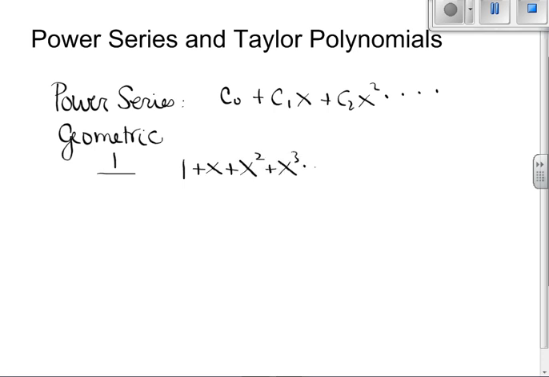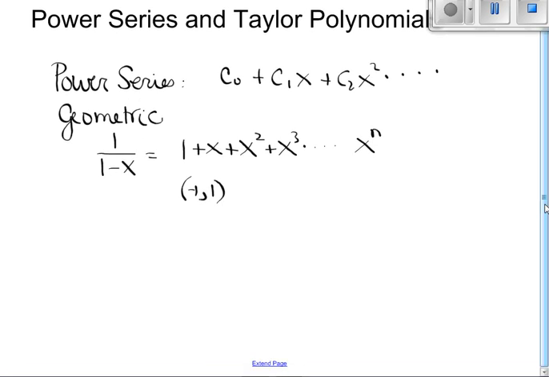X cubed. And this is x to the n. Let's get them all down here. This is 1 over 1 minus x. And the interval of convergence is negative 1 to 1. And the endpoints are not going to converge. When in doubt, do the endpoints.